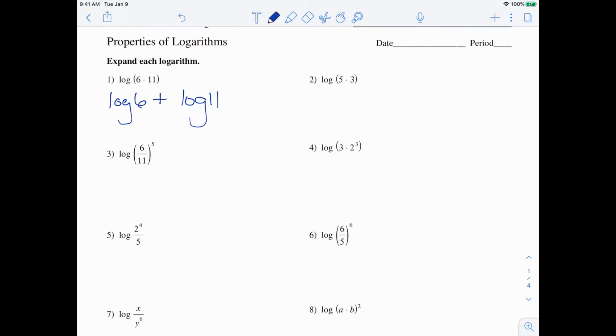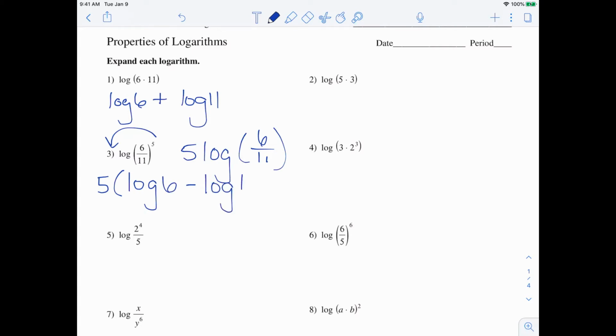Okay, I'm going to do number 3 next, which is the log of 6 over 11 to the 5th. I'm going to go ahead and move the exponent of 5 to a coefficient first, so that goes out front of the log. So we end up with 5 times the log of 6 over 11. Then, because I'm dividing, I can break up that division using subtraction. So I end up with 5 times, in parentheses, the log of 6 minus the log of 11.